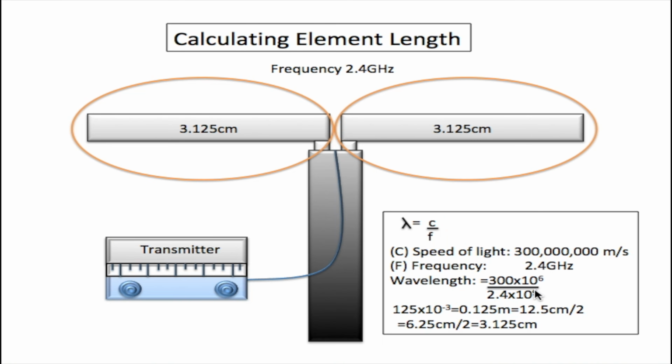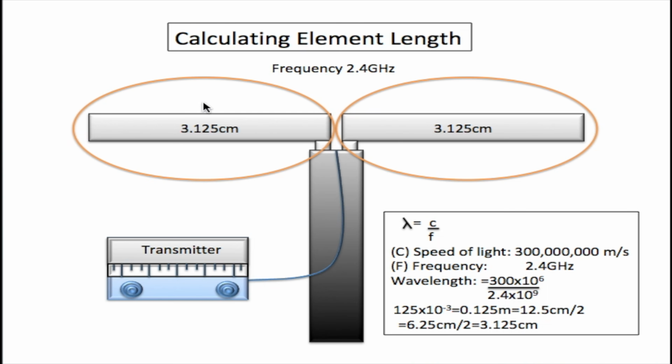We subtract 6 minus 9, and we get 10 to the negative 3, which is equal to 0.125 meters. So this is the wavelength, 0.125 meters, which is equal to 12.5 centimeters. Now a dipole antenna uses half of this wavelength, so we divide this by 2. So we get 6.25 centimeters. So these two elements make up 6.25 centimeters. So we divide that by 2, and each element would be 3.125 centimeters as you see them here.